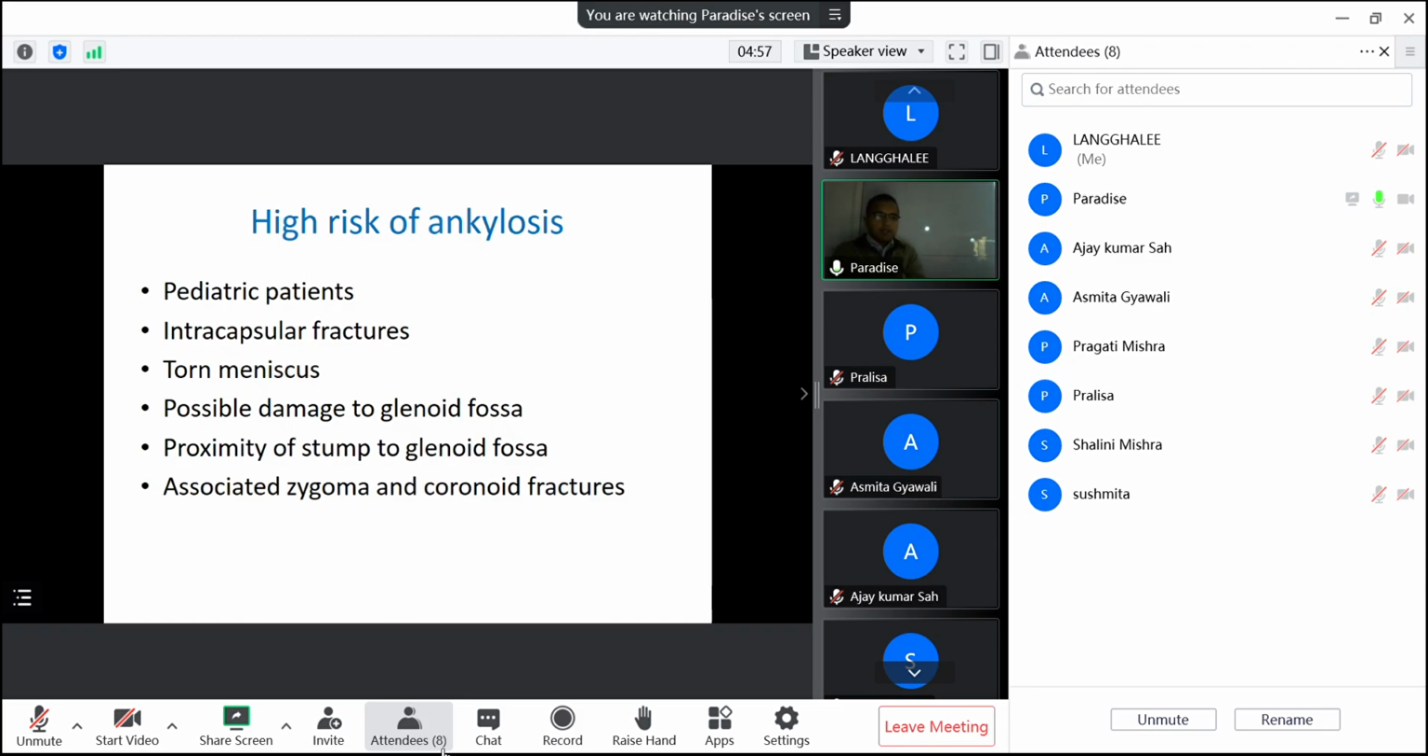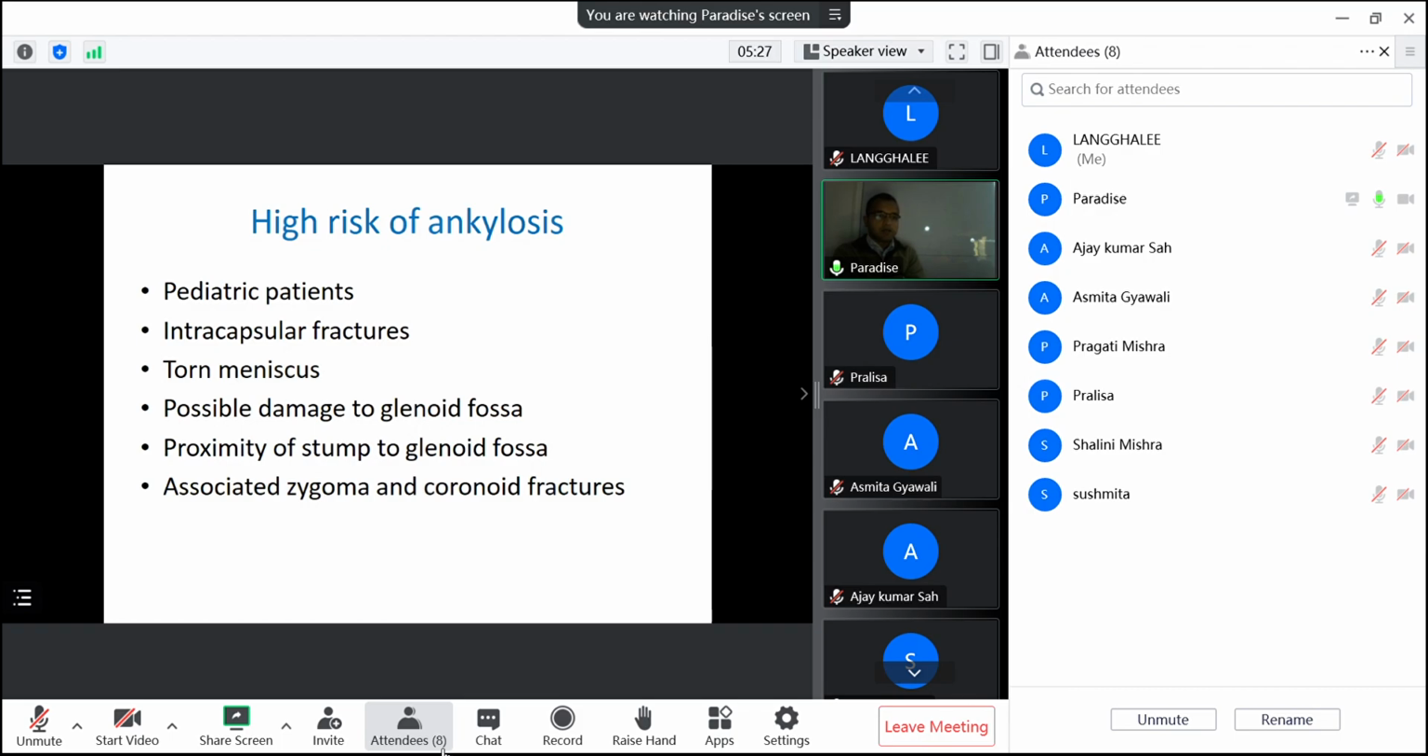Another criteria is intracapsular fracture. The chances of ankylosis are there if the condylar head is fractured, if the fracture is present within the TMJ capsule. Right. It is not that whenever the condyle is fractured, it will go into TMJ ankylosis. Certain criteria have to be met. Next criteria is torn meniscus. Meniscus is the articular disc. If the articular disc is ruptured and if the condylar stump is in direct contact with the temporal bone, then the chances of TMJ ankylosis are high.